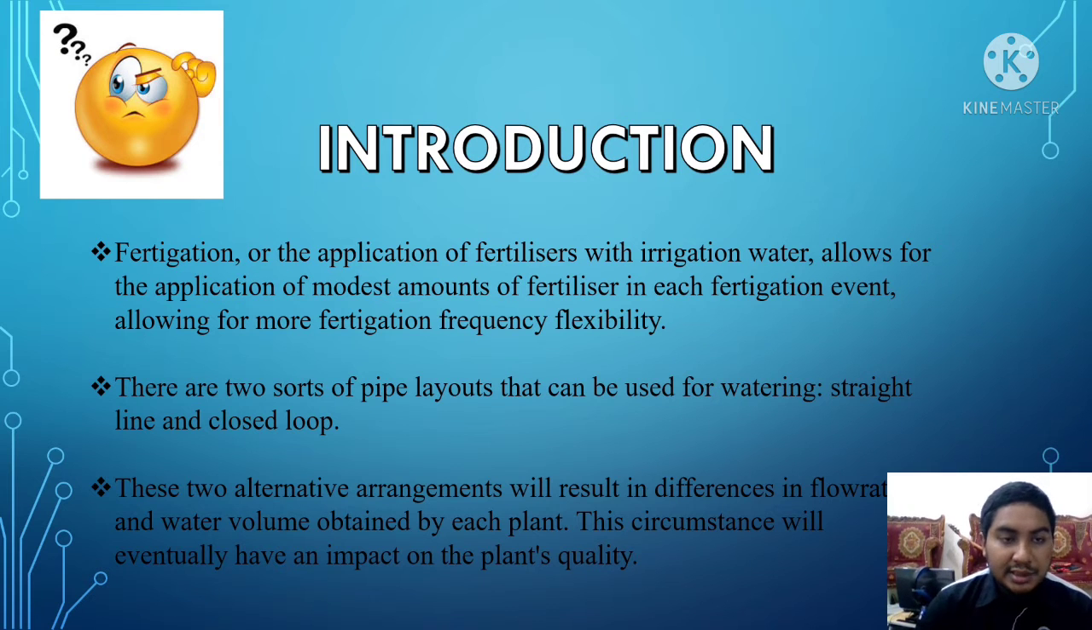So the introduction: fertigation is the application of fertilizer with irrigation water, which allows the application of a modest amount of fertilizer in each fertigation event, allowing for more fertigation frequency flexibility. There are two sorts of pipe layout that can be used for watering, straight line and closed loop. These two alternative arrangements will result in differences in flow rate and water volume obtained by each plant. This circumstance will eventually have an impact on the plant quality.